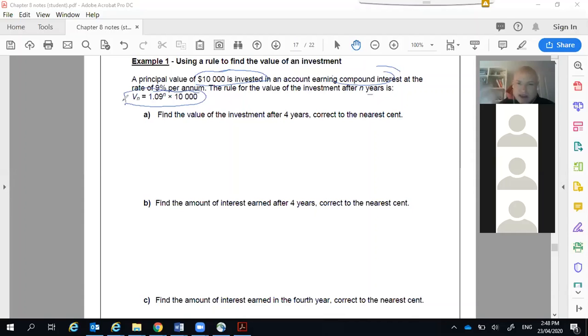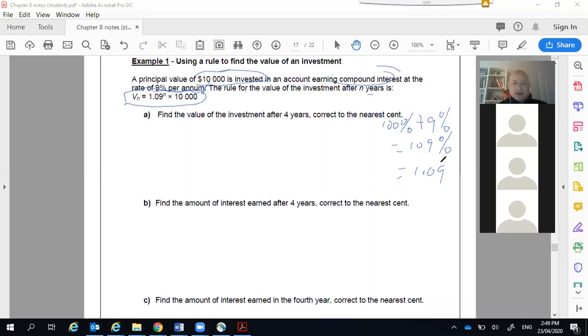So let's see how we get this. We already know about the 10,000, that's our V0, not a problem. But how did we get this 1.09? Well, exactly like I showed you the other day, $10,000 is how much we're investing, and that is worth 100%, plus the interest that they're giving us, which is 9%. So altogether, that is 109%. We can add it all together straight away, which is 1.09 as a decimal. So that's how we get the 1.09.